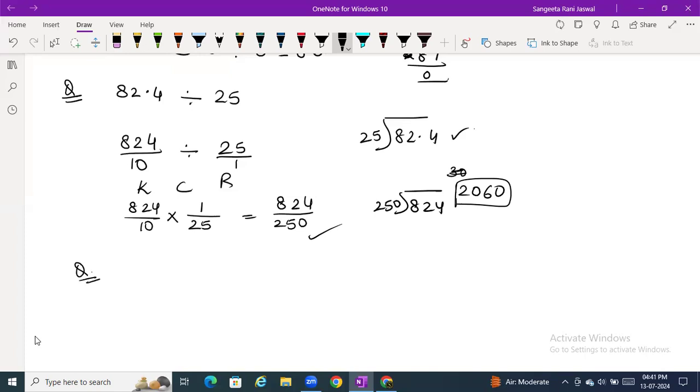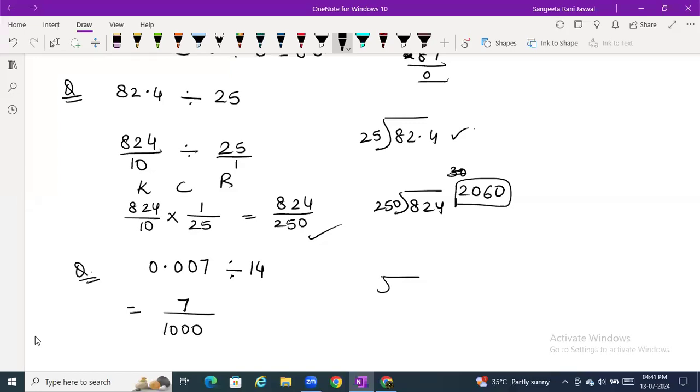Now, same way, you will be doing this question: 0.007 divided by 14. Okay. So, how will you do? One way is doing just directly like this. Another way, I think this is the easier way, the 7 by 1000 KCR way.